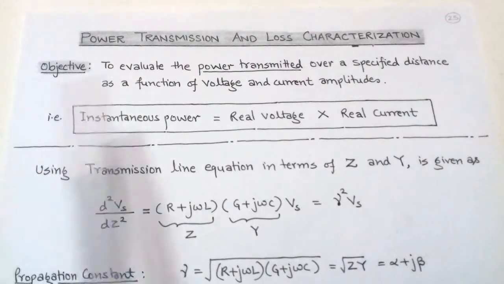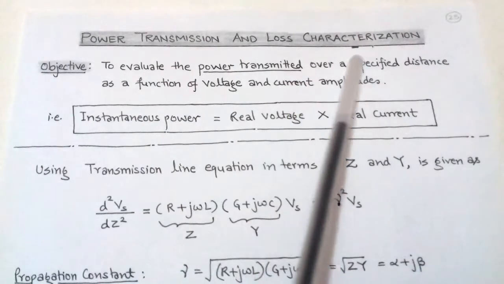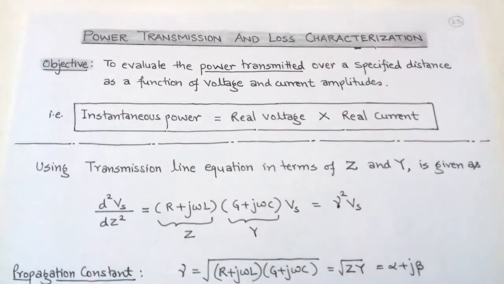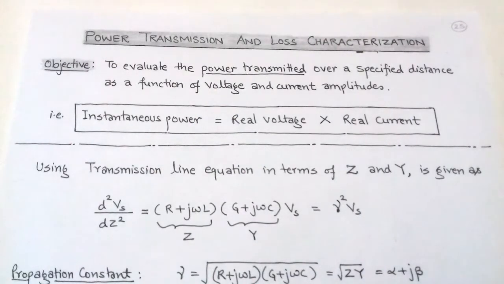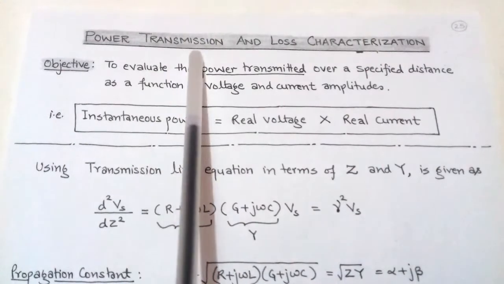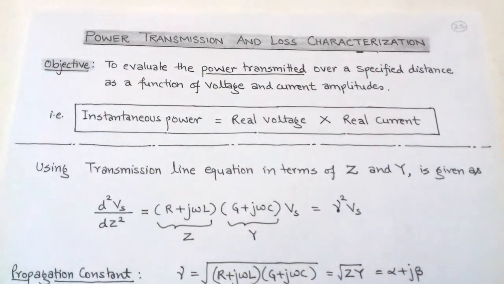The topic is power transmission and loss characterization. Here we talk about the power transmitted over a transmission line and represent this power as a function of voltage and current amplitude, and determine the power loss in terms of decibel.